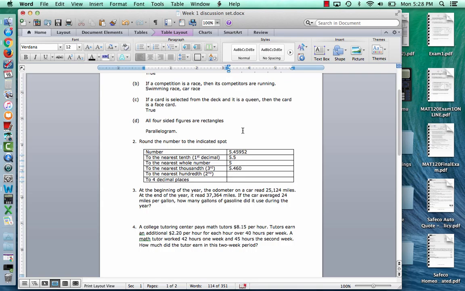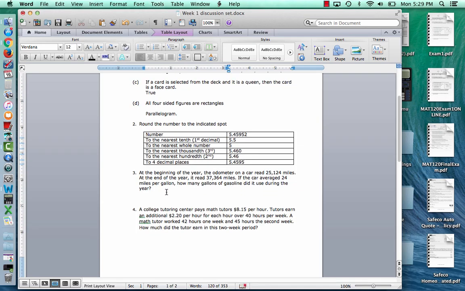To the nearest hundredth, I look at the third decimal spot, that's a 9, so this is going to be 5.46. And to 4 decimal places, I look at the fourth and look to the right. Since this is a 2, I don't round up, and I just call it 5.4595.